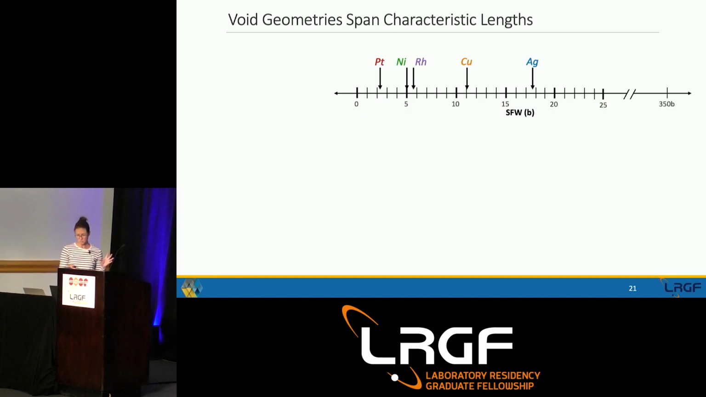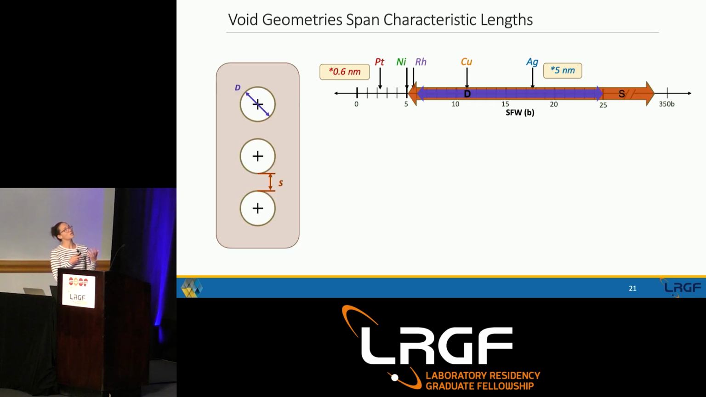And I further chose void geometries to span these characteristic length scales. So here's our stacking fault width range of our 5 materials. Just to bring it back to real dimensions, platinum is 0.5 nanometer, silver is 5 nanometers. And then I varied my void size and void spacing to span these. So our void sizes range from 1.5 to 7.5 nanometers. Void spacing ranges from about 1 to about 90 nanometers. So really expanding the probable geometries that we've been able to look at in comparison to MD.